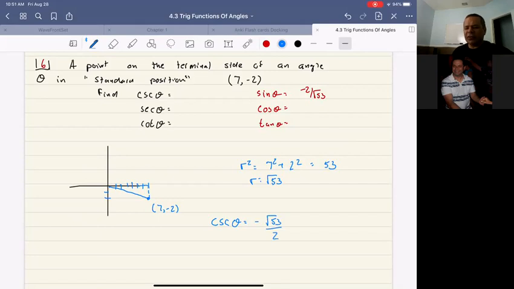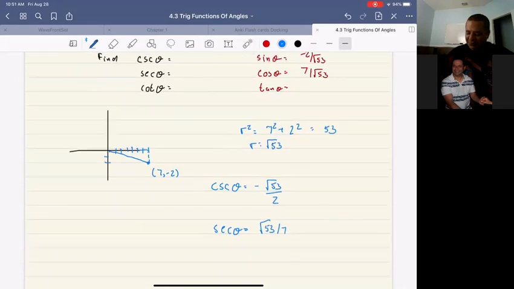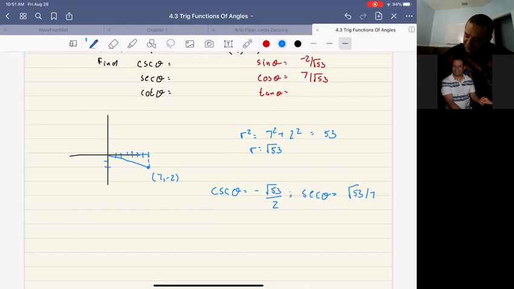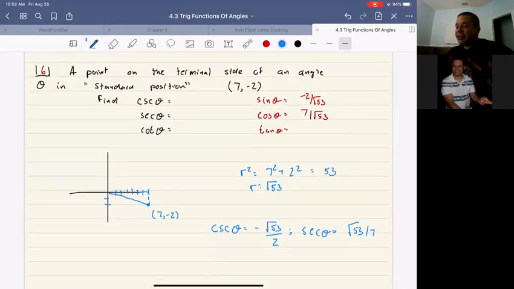Okay, let's do the same thing with cosine. Cosine is 7 over root 53. So my secant of theta is root 53 over 7. Okay? Now, tangent. Remember, tangent is opposite over adjacent. -2 over 7.